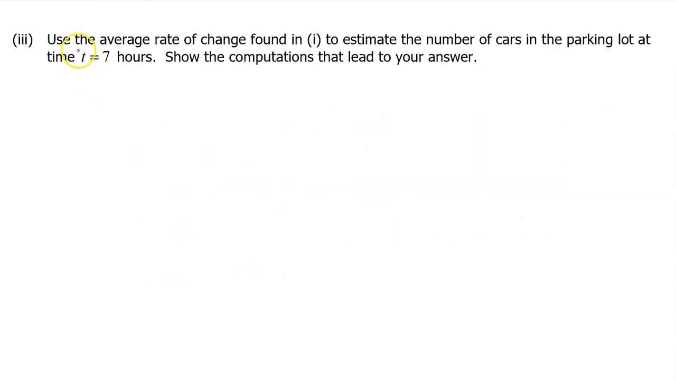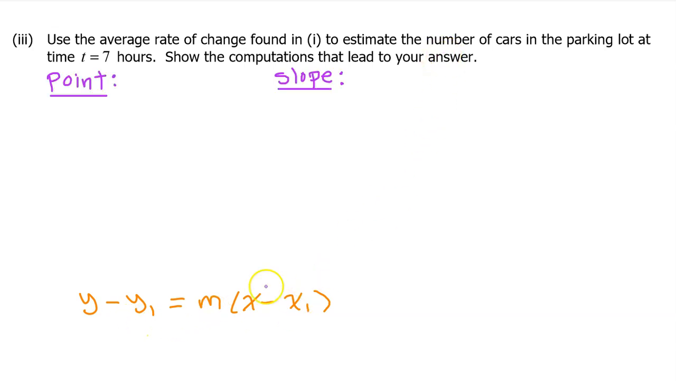Part 3. Use the average rate of change found in Part 1 to estimate the number of cars in the parking lot at time t equals 7 hours. Show the computations that lead to your answer. When they ask you to use the average rate of change to estimate a function value, they really want you to write the equation of a secant line and use that to estimate the function value.